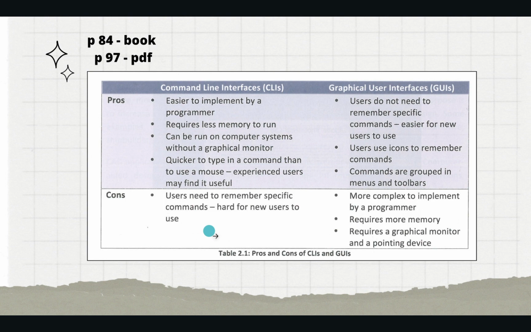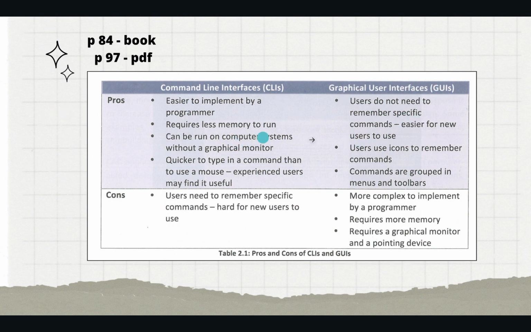You can, I think, learn only one of them, because in some of the formatives it's only asked to list only one pro and con. So here, the pros of the command line interface: it's easier to implement by a programmer, requires less memory to run, can be run on a computer system without a graphical monitor, and it's quicker to type commands than to use a mouse. Experienced users may find it useful. Its cons: the user needs to remember specific commands, and it's hard for new users to use.